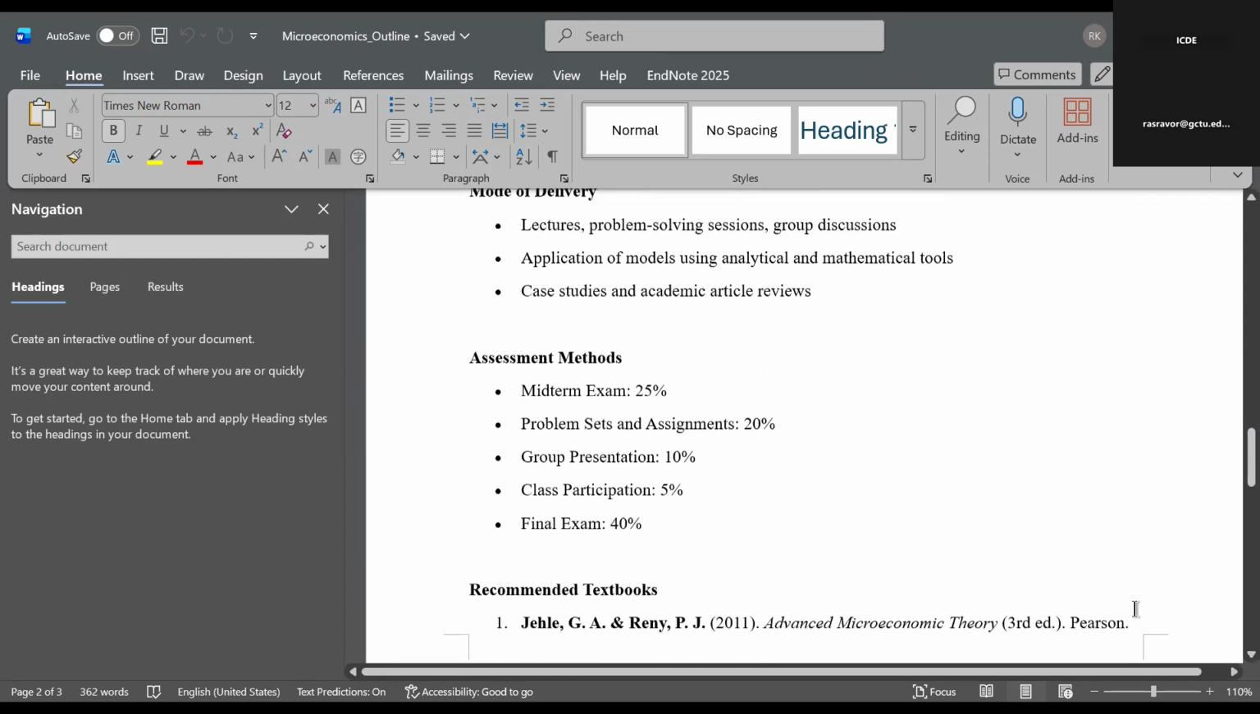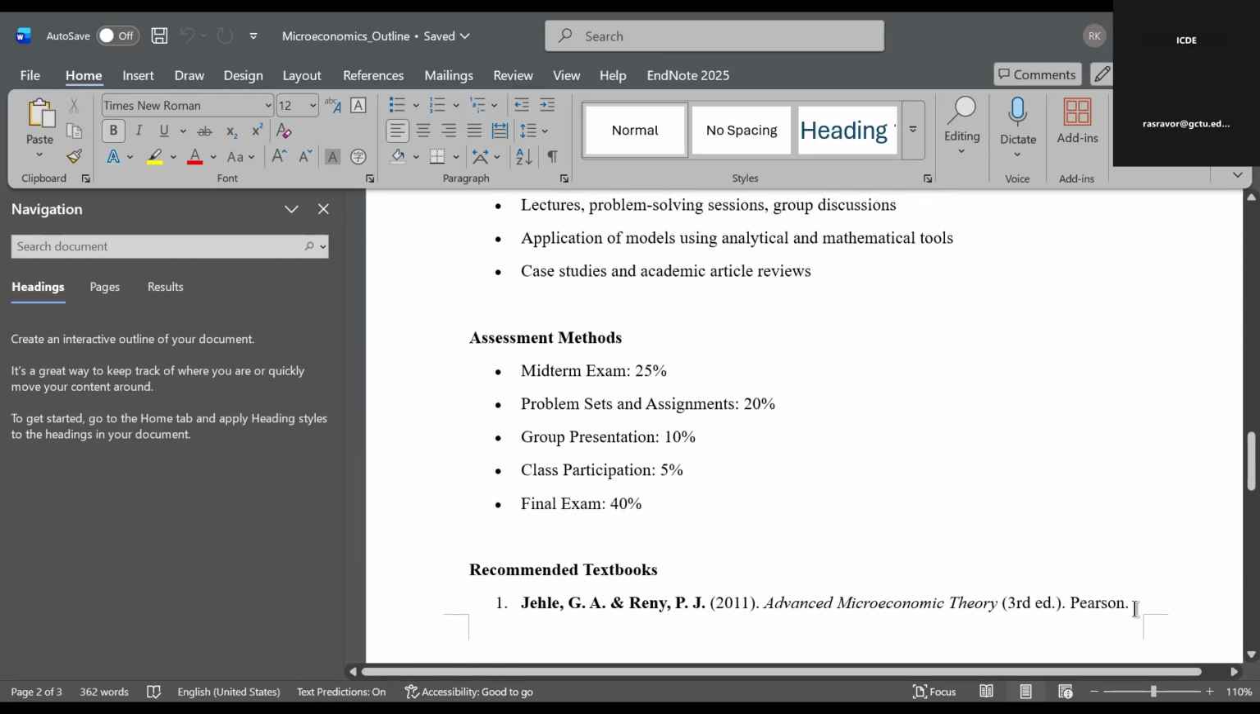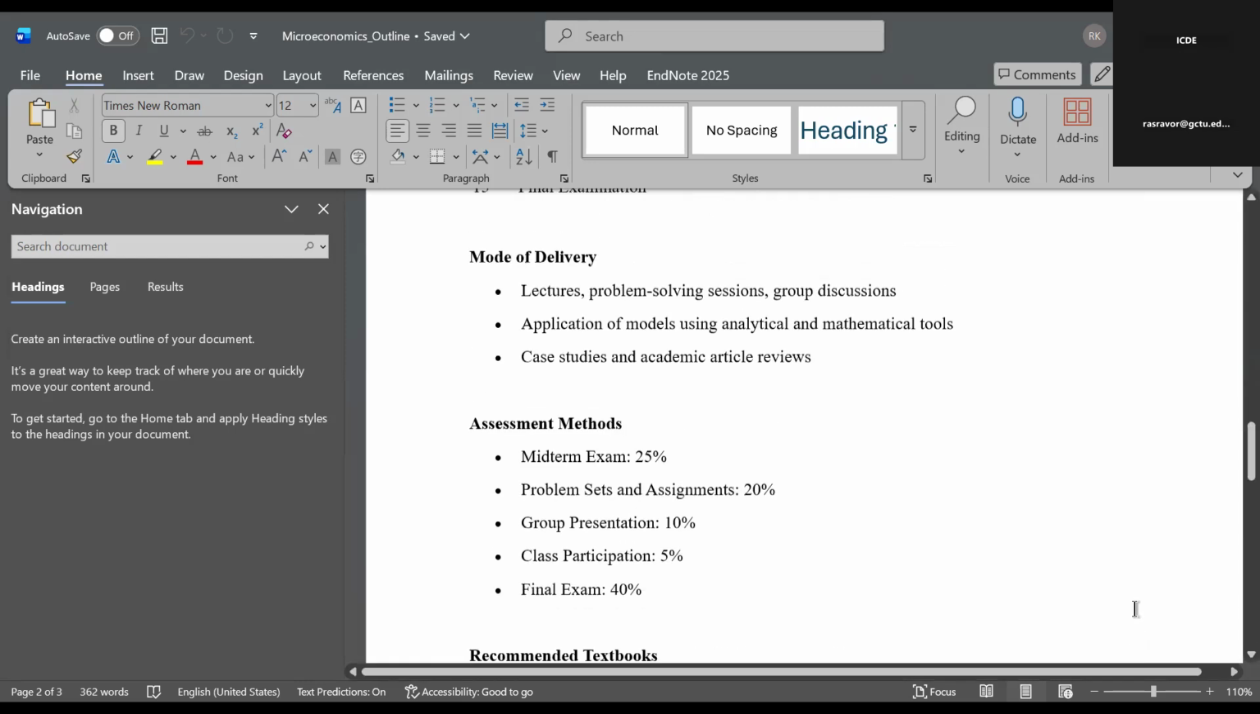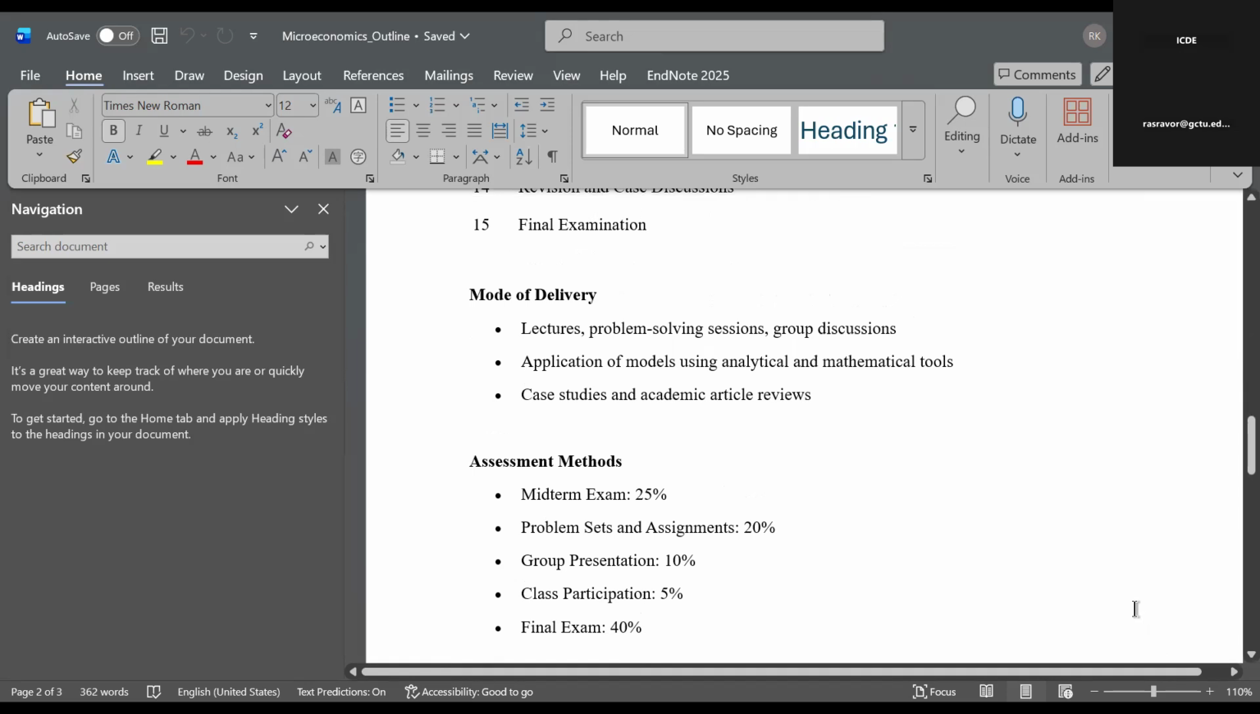This is how the distribution is going to be like. There's going to be a midterm at 25%. That's when we have the face-to-face. I'll give you problem sets and assignments. You will do a group presentation. Usually, sometimes I skip the group presentation, and then I give marks for participation. So if I skip the group presentation, I'll add it to the problem set and assignment. Of course, I will still have to work on the final exams, whether I can still maintain my 40% for final exams or otherwise.